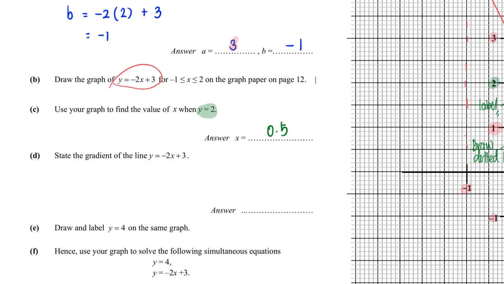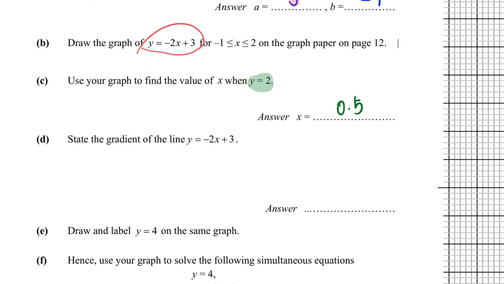State the gradient of the line. So for this particular question, don't need to use the graph. Do take note that this number here, when I write in the general form, y equals to mx plus c, the number in front of x is the gradient. Okay?